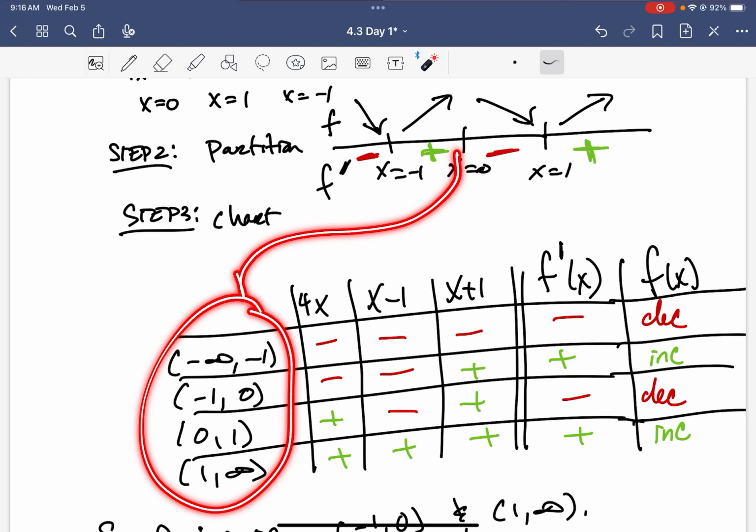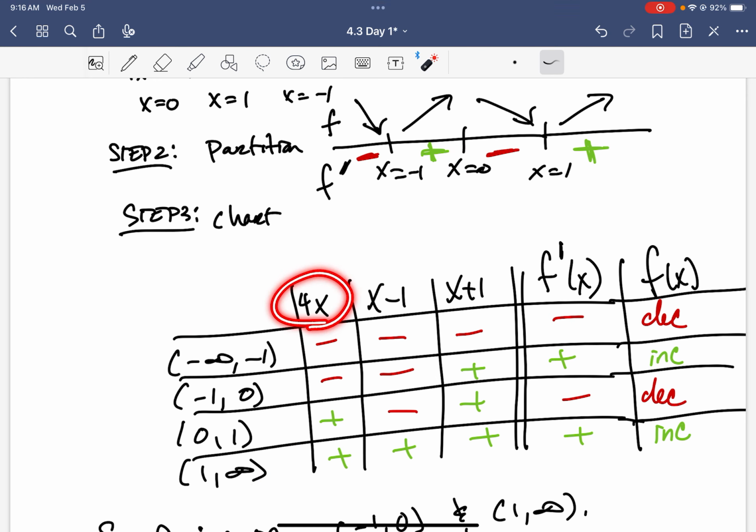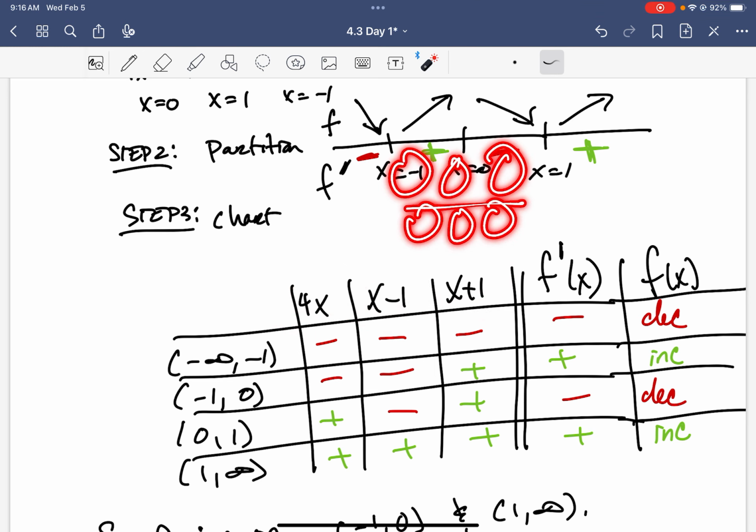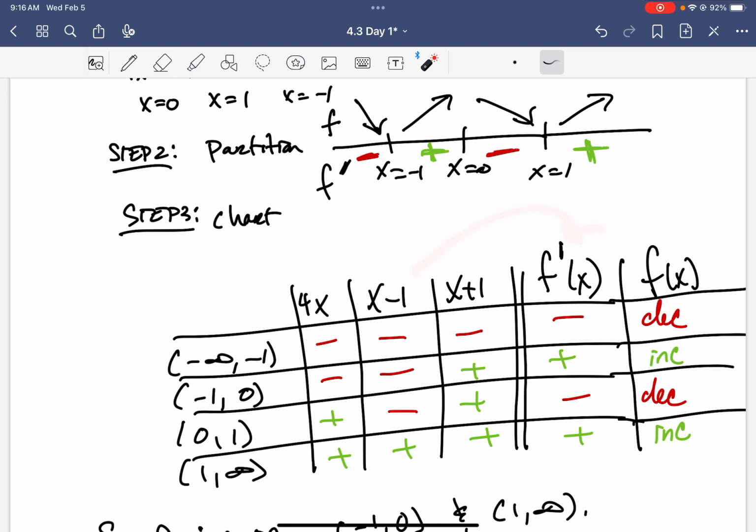Here are the intervals that come from my partition. And up top, I use the factors of my derivative. If it's a fraction, I do any factors of the numerator and any factors of the denominator. Put it up here, because what I'm really saying is I need to know the sign of f prime, because that will tell me if f is increasing or decreasing.